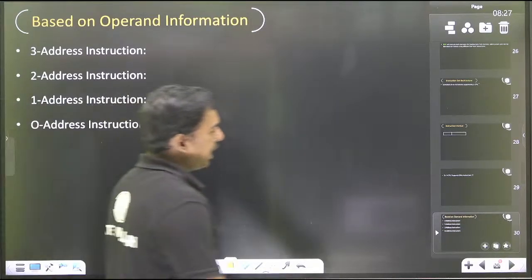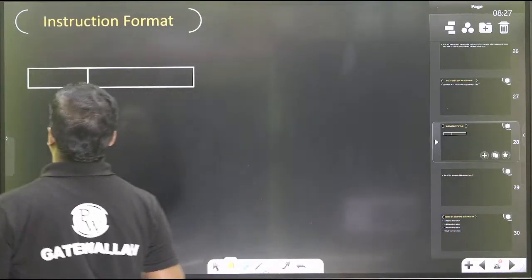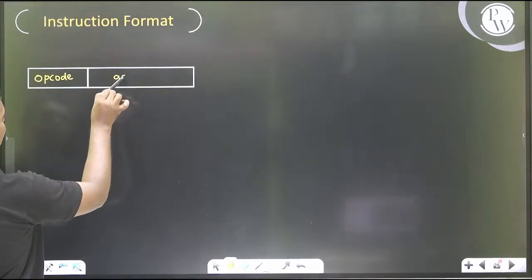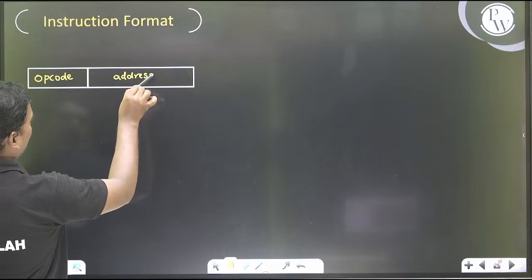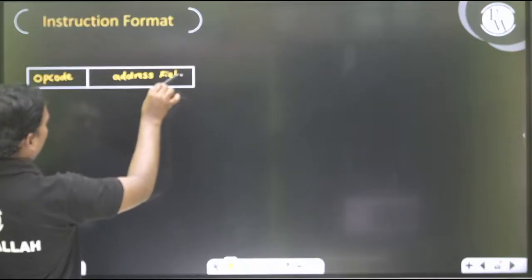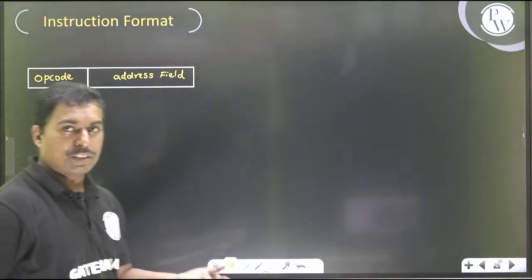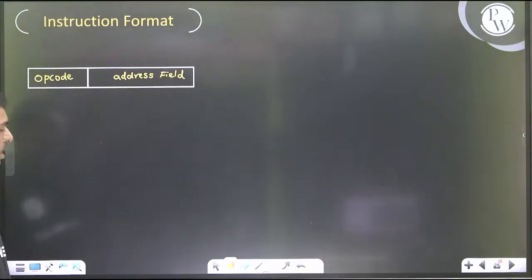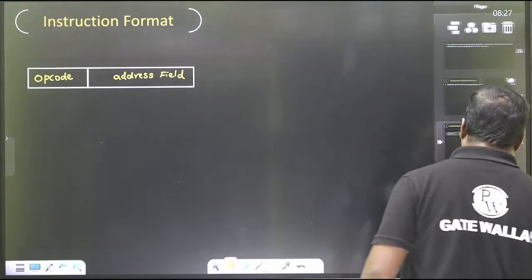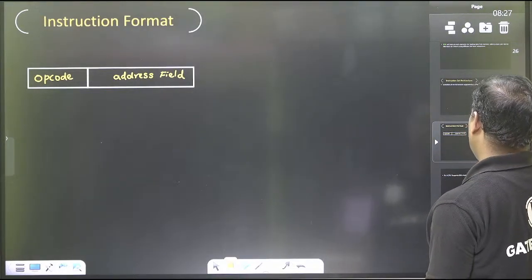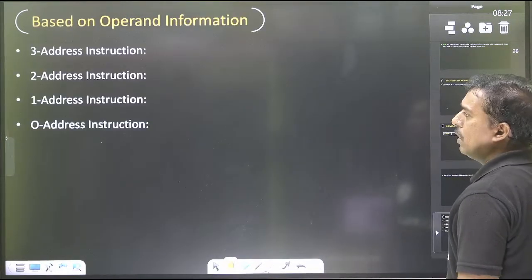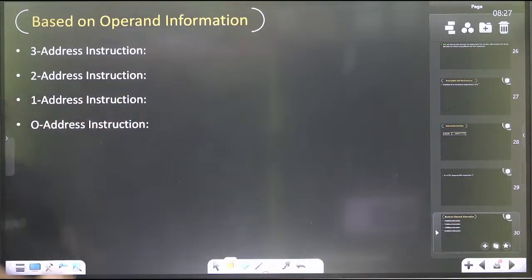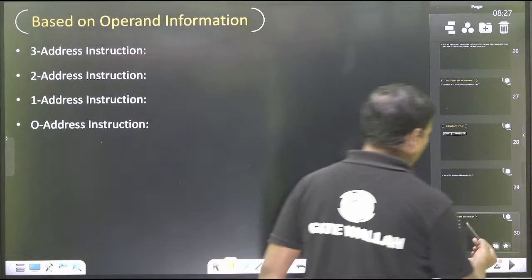That means suppose if you take the instruction format, here रहता है opcode. So this is the opcode and this is the address field. Sometimes they can have address field 1, address field 2, address field 3. Okay, so depending upon the things. So here, based upon the operand information, is a basic architecture. Based upon the operand information, हम classify कर सकते हैं instruction को 3 address instructions, 2 address instructions, 1 address instruction and 0 address instruction.